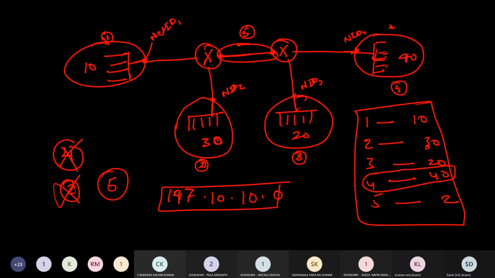Shall I move? Yes, sir. Okay. So guys, here we have one IP address which is 197.10.10.0. Can anyone tell me the class of this IP address? Class C. So what should be the default subnet mask?